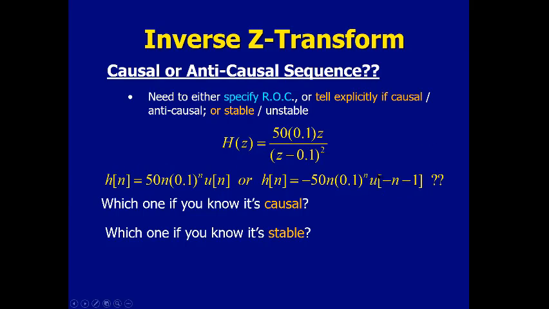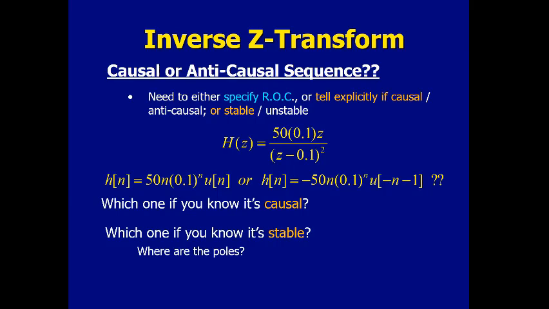Because if it was the anti-causal case, having these poles inside the unit circle would require the region of convergence to start inside, be less than 0.1, and go inward. It would not include the unit circle, so it couldn't be stable.